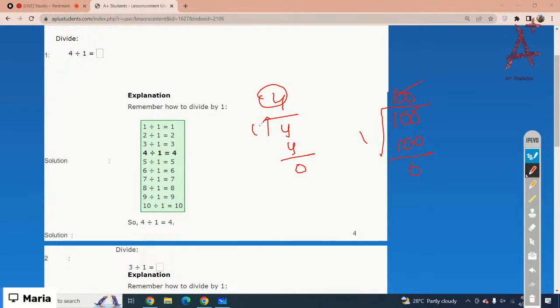Got it? Let's just start with the practice questions. They're very easy. Whenever you are dividing any number by 1, it equals the same number. Got it?